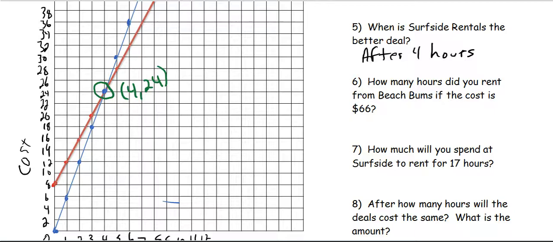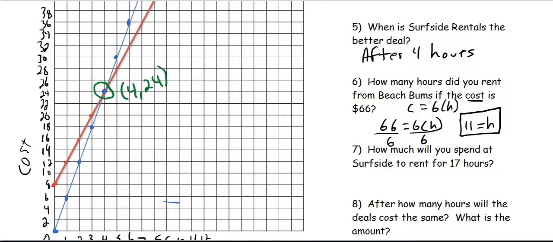How many hours did you rent from Beach Bums if the cost is $66? So remember, we had the equation C equals 6 times the number of hours, and this tells us the cost is 66. So we simply plug that in. 66 equals 6 times the number of hours, divide by 6, and we end up with 11 on the left side equals hours. So it would be 11 hours.